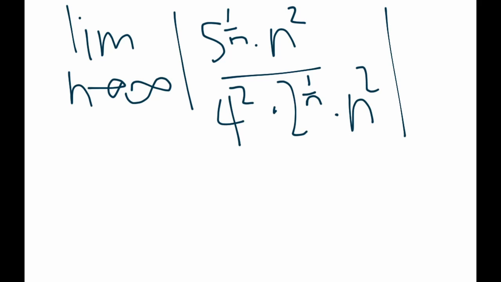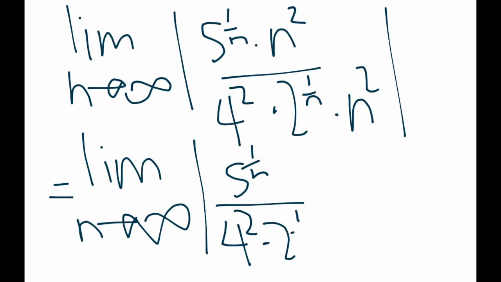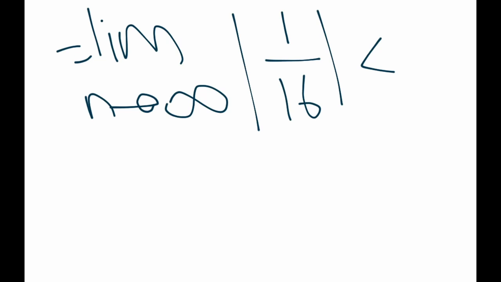which equals the limit as n approaches infinity of the absolute value of 5 to the 1 over n over 4 to the 2 times 2 to the 1 over n, which equals the limit as n approaches infinity of the absolute value of 1 over 16, which is less than 1. So the series converges absolutely by the root test.